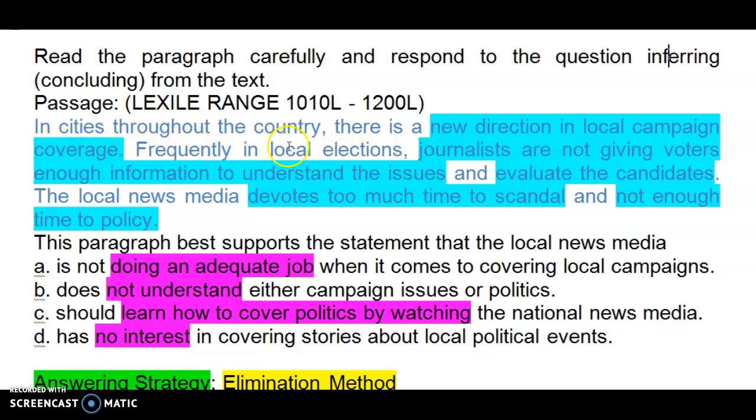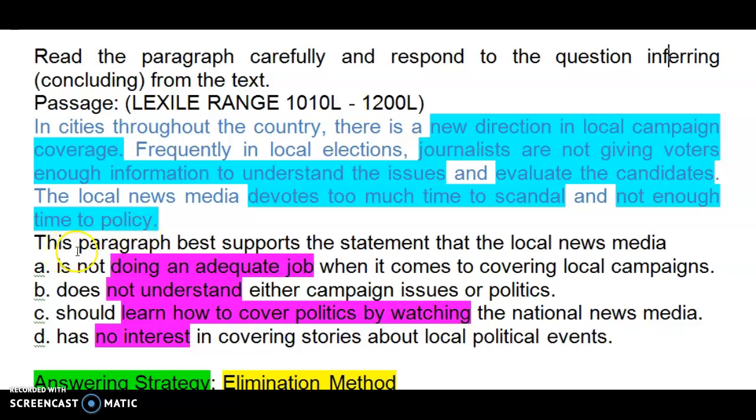In cities throughout the country, there is a new direction in local campaign coverage. Frequently in local elections, journalists are not giving voters enough information to understand the issues and evaluate the candidates. The local news media devotes too much time to scandal and not enough time to policy.